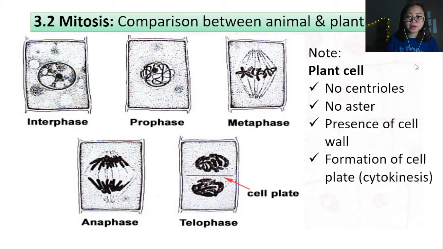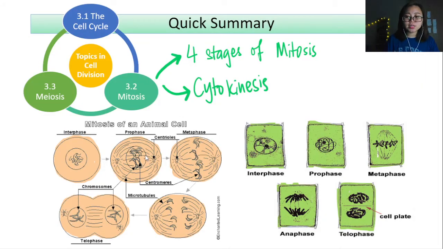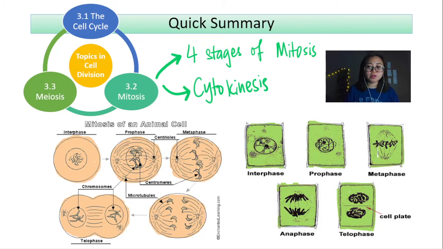Main difference ya. Pastikan kamu ingat plant cell tiada centriole, tiada aster, dia ada cell wall. Dan cytokinesis dia melibatkan pembentukan cell plate. Okay, I think that is it. Just a quick summary for this chapter. This subtopic of this chapter, we look at 3.2, 4 stages of mitosis and also cytokinesis. Remember that there are similarities and differences between the plant cell and the animal cells.